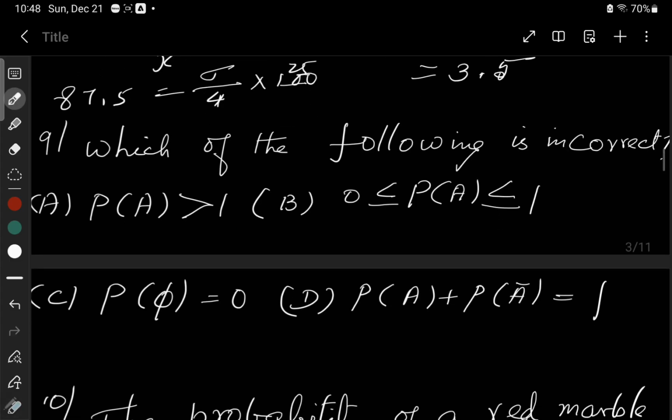Which of the following is incorrect? P of A greater than 1. P of A lies between 0 and 1, that is, greater than or equal to 0 and less than or equal to 1. P of impossible event is equal to 0. P of A plus P of A bar equal to 1.